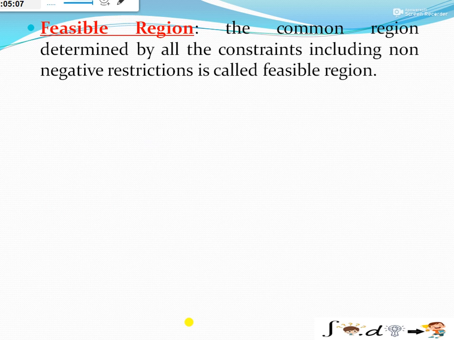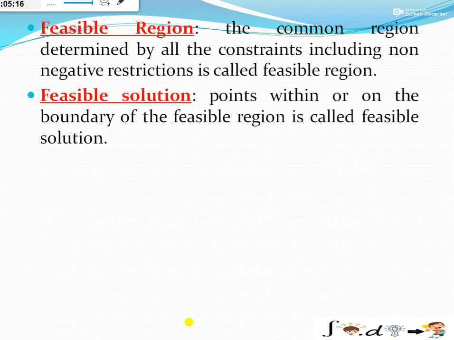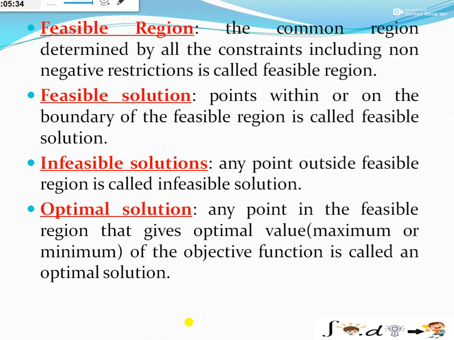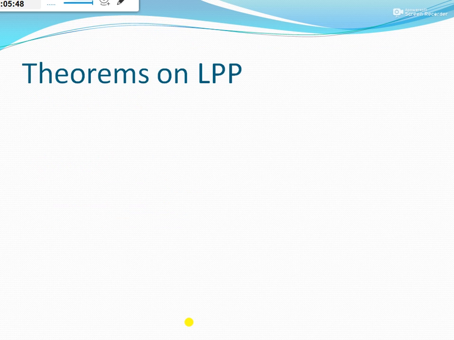Next one is feasible region. The common region determined by all the constraints, including non-negative restrictions, is called feasible region. Feasible solution. Points within or on the boundary of the feasible region are called feasible solutions. Infeasible solutions. Any point outside the feasible region is called an infeasible solution. Optimal solution. Any point in the feasible region that gives the optimal value. Optimal value, that means the maximum or minimum value of the objective function, is called the optimal solution.